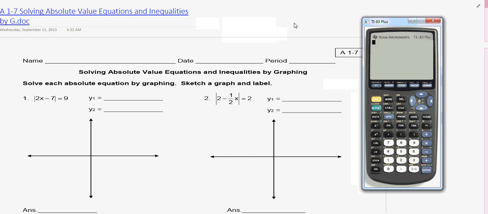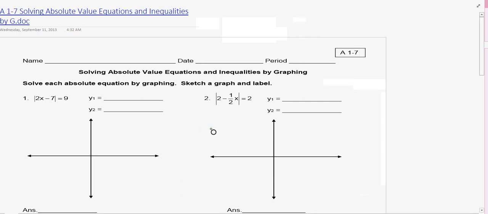Alright, let's take a look at these absolute value equations and inequalities, solving them using the graphing calculator. It's lesson 1.7. On this problem, we're going to simply input both equations into our graphing calculator. There's only one equation here, but we're going to split it up into two equations.